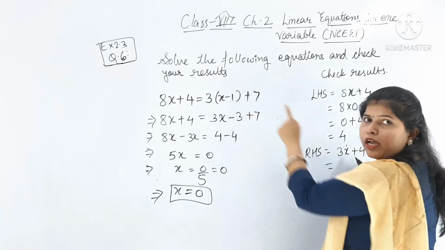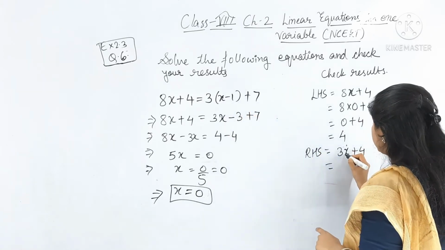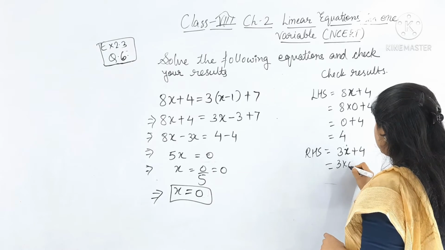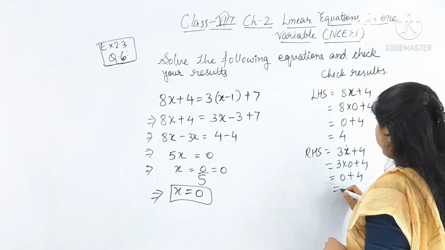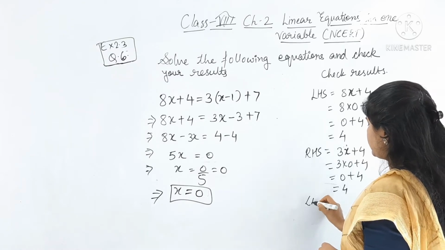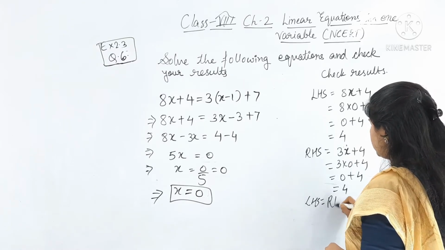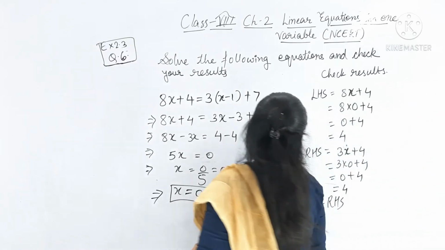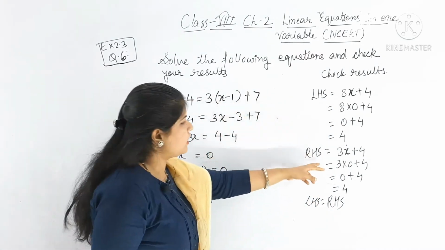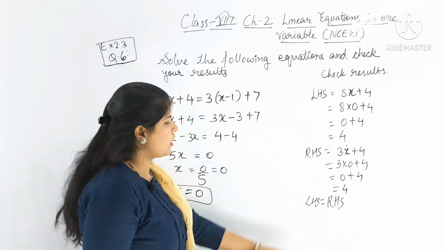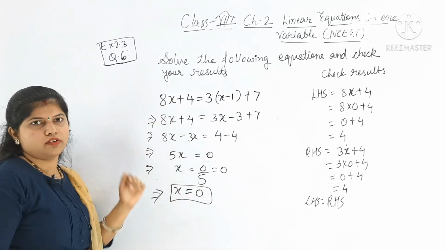After solving the equation, I write this RHS 3x plus 4. So 3 into 0 plus 4. So I am getting here also 4. That is LHS equal to RHS. So you can see this. After solving this one, I write directly 3x plus 4. Okay. So this is the result for this equation.